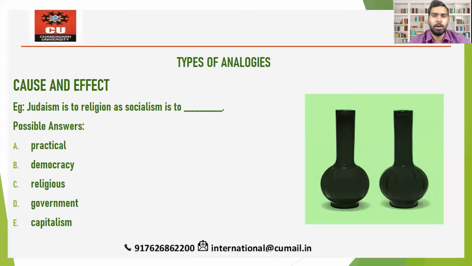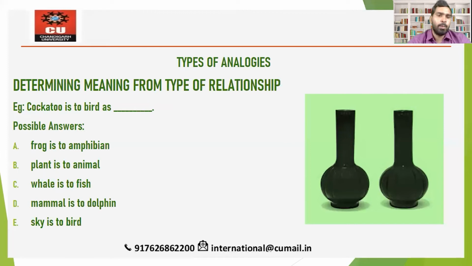Moving on to the next important component, which is determining meaning from the type of relationship. For example, a cockatoo is to bird as dash. Here we understand that cockatoo is a type of bird. That is obvious. So what do you think would be the possible answer for this particular analogy?